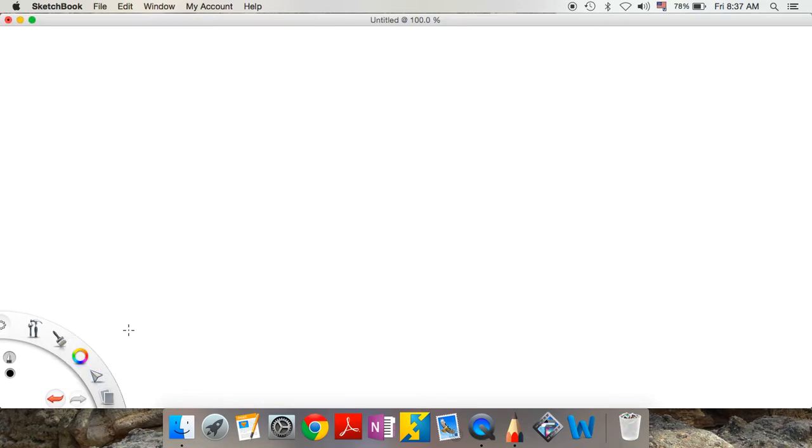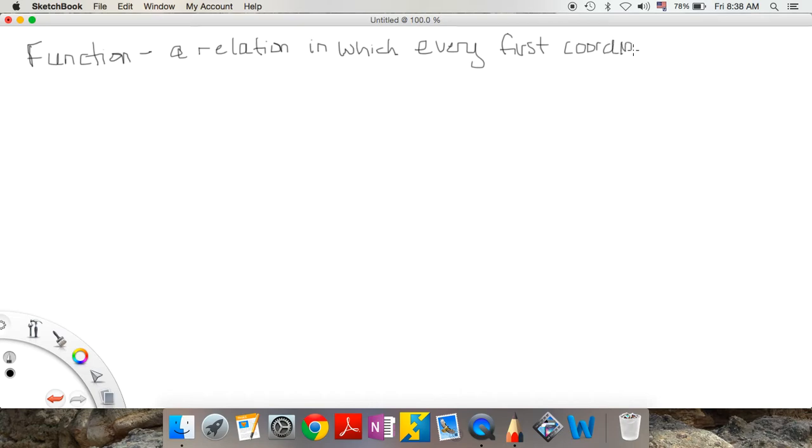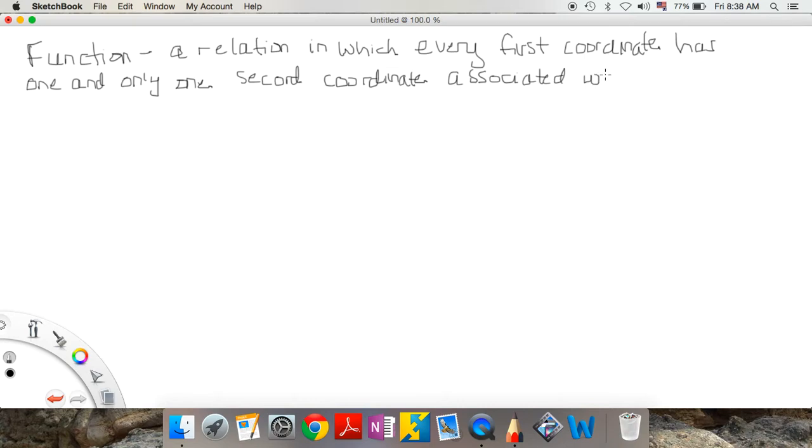Now, we're going to deal with all kinds of relations, but one of the most important kinds of relations that we'll deal with is a function. A function is a relation in which every first coordinate has one and only one second coordinate associated with it.